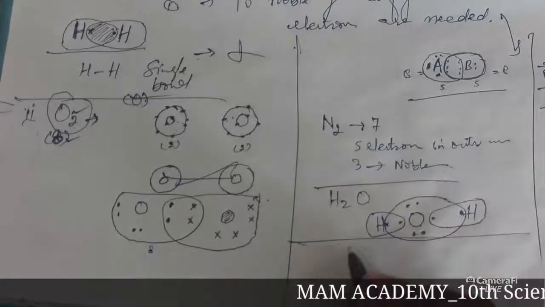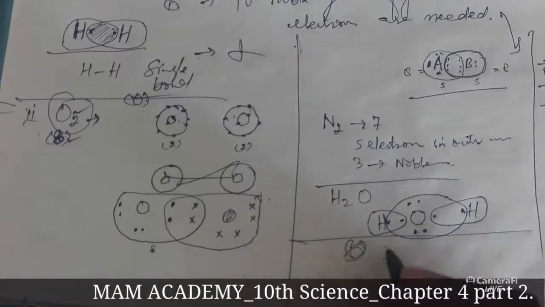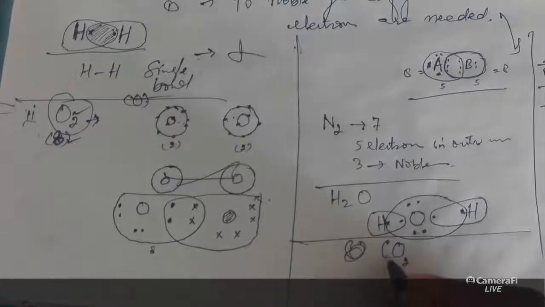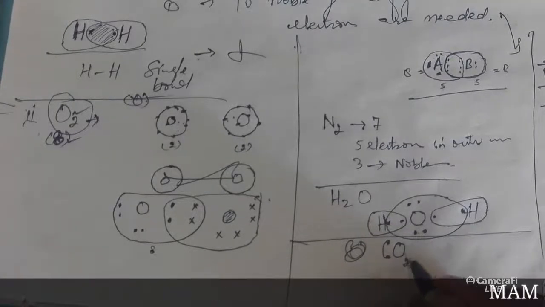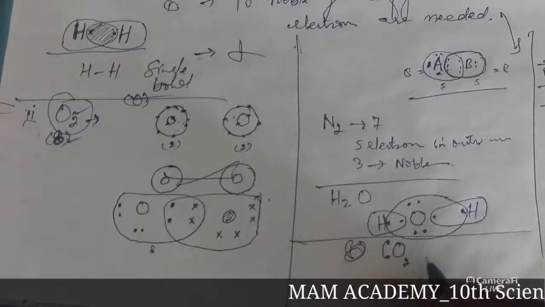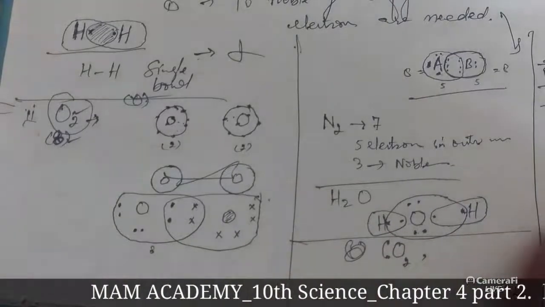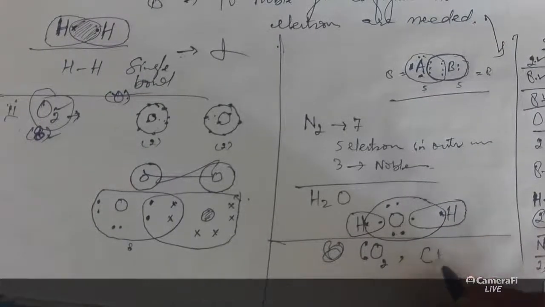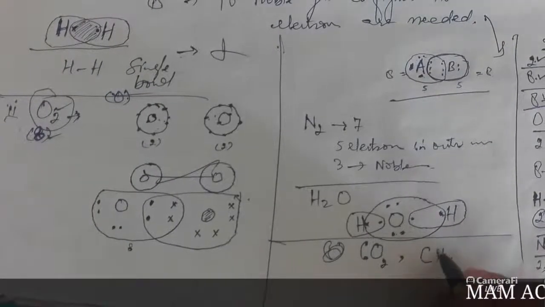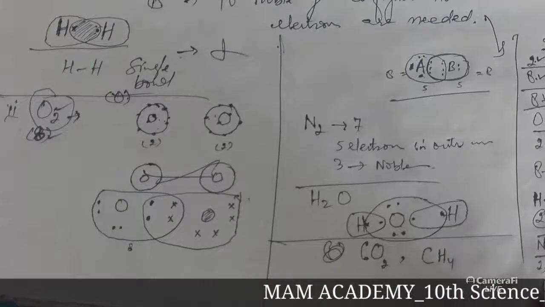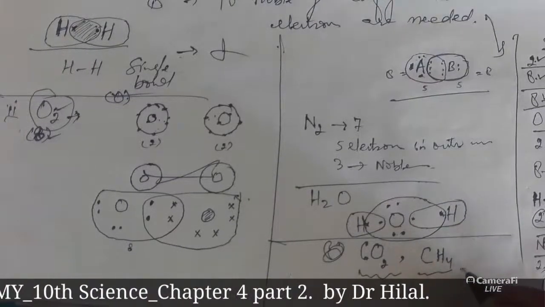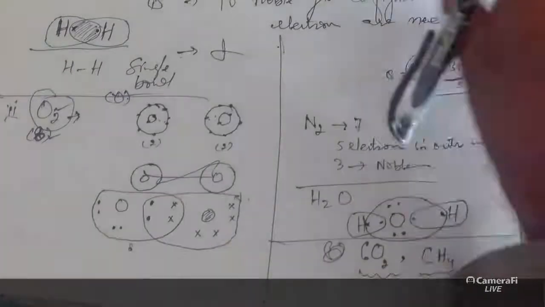So my students, try to draw the electron dot structure of carbon dioxide, CO2, and there you have to check how many valence electrons carbon has and how many oxygen has, 2 oxygens are there. Then you have to draw the electron dot structure of methane, CH4. Okay, try it by yourself. Then you have to send it in my WhatsApp group. That is all for this.